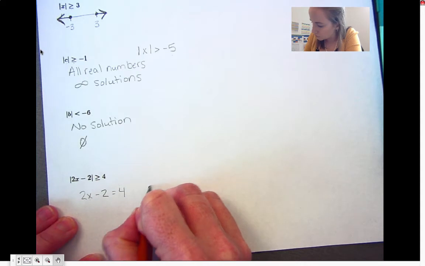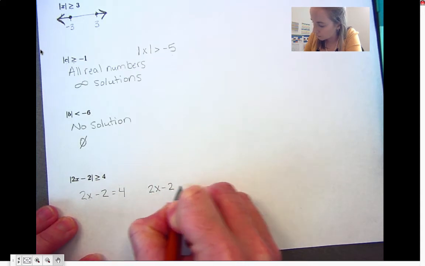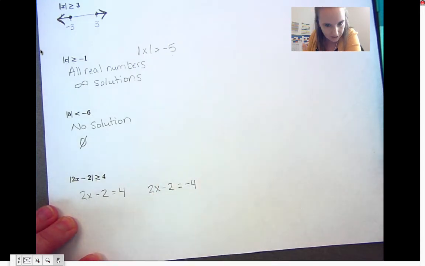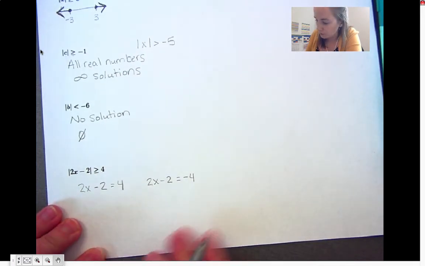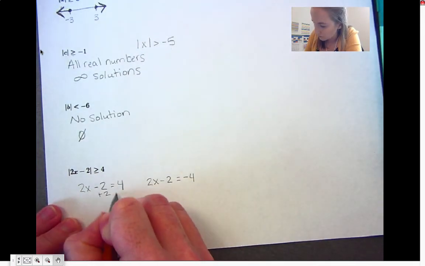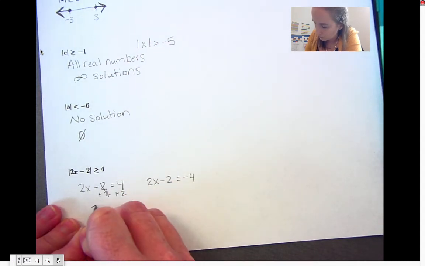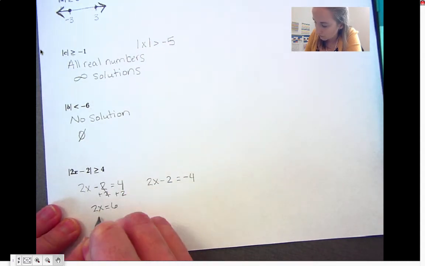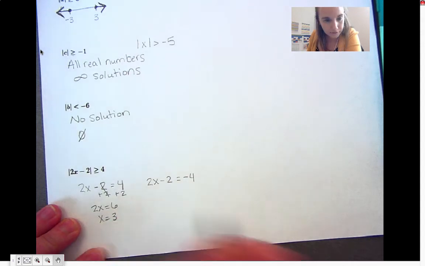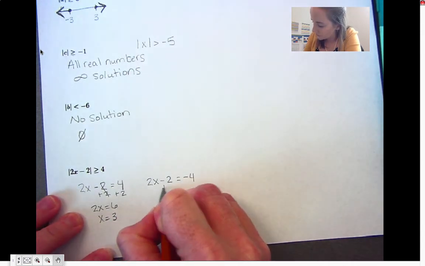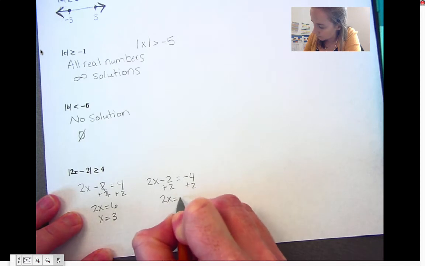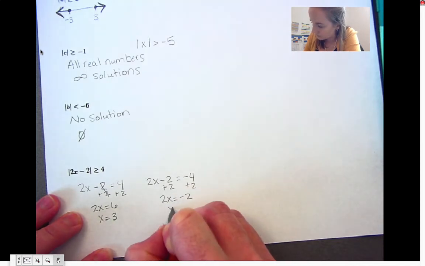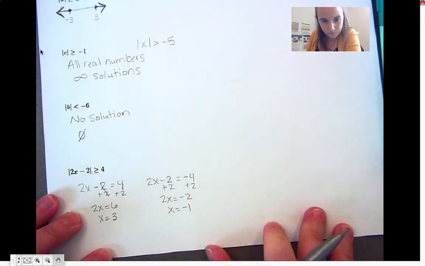And then I'm going to say 2x minus 2 equals negative 4. Remember that? You had to have the positive and the negative version. Now solve both of these. Plus 2, 2x equals 6, so x equals 3 here. And on this side, we get 2x equals negative 2, x equals negative 1.